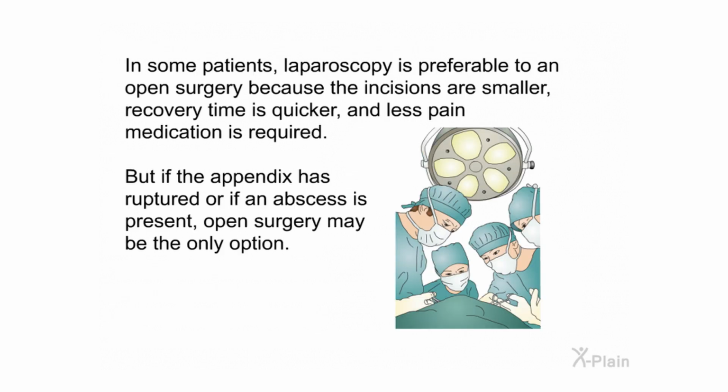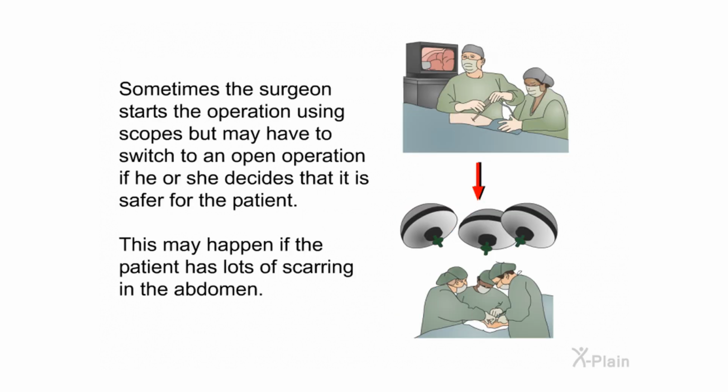In some patients, laparoscopy is preferable to an open surgery because the incisions are smaller, recovery time is quicker, and less pain medication is required. But if the appendix has ruptured or if an abscess is present, open surgery may be the only option. Sometimes the surgeon starts the operation using scopes but may have to switch to an open operation if he or she decides that it is safer for the patient. This may happen if the patient has lots of scarring in the abdomen.